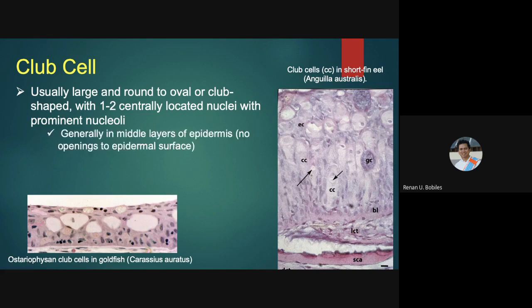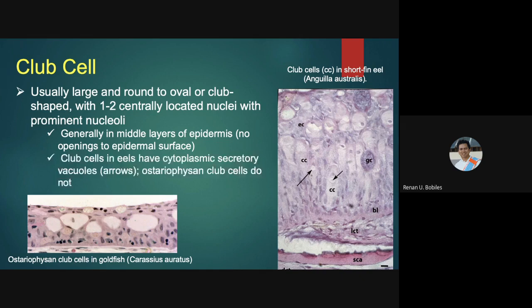So, generally, in the middle layers of the epidermis, no opening to the epidermal surface. So, in eels, it has cytoplasmic secretory vacuoles. Ito, kung makikita nyo itong white na to, na nasa arrowhead, yung bilog na yan, na puti, that is the secretory vacuoles. Okay?